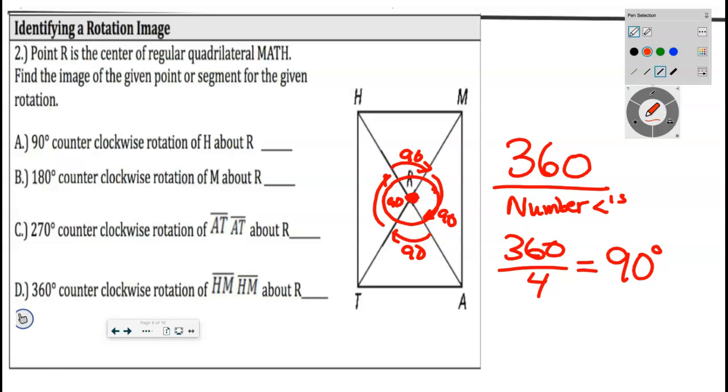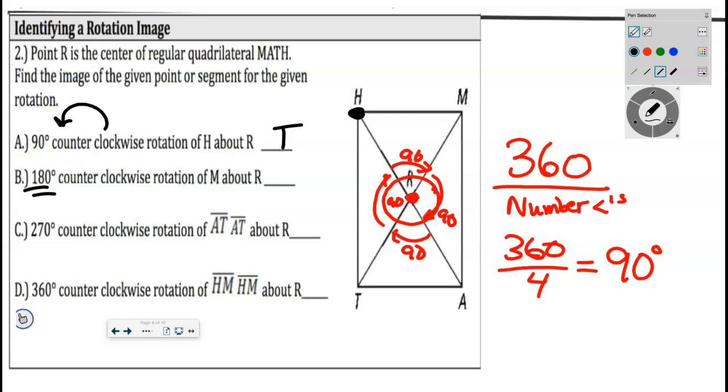So here's what it says you're supposed to do. It says, find the image when you do a 90-degree counterclockwise. So go like that. You're going against the clock. Clock turns this way. I'm going to be taking H, so go put a dot on H. And I'm going to go 90 degrees against the clock. That's just one click. It would land on T. If it said with the clock, what would it land on? One click. M. Exactly.